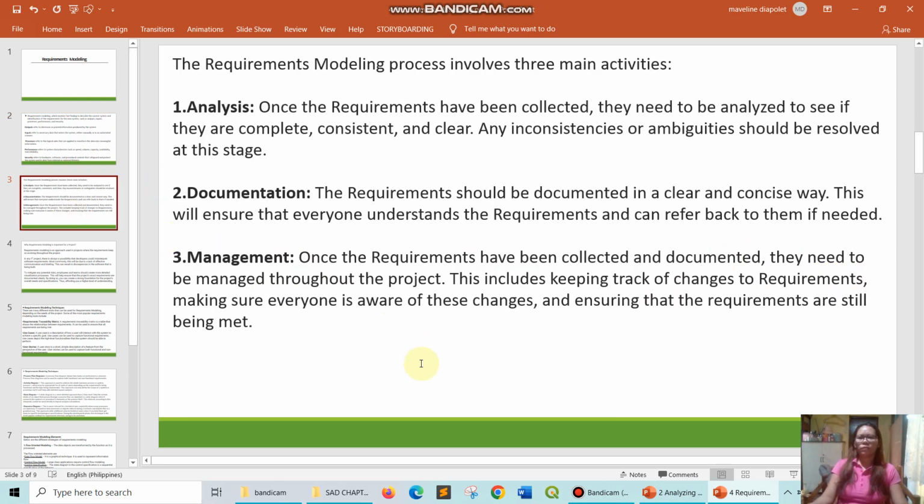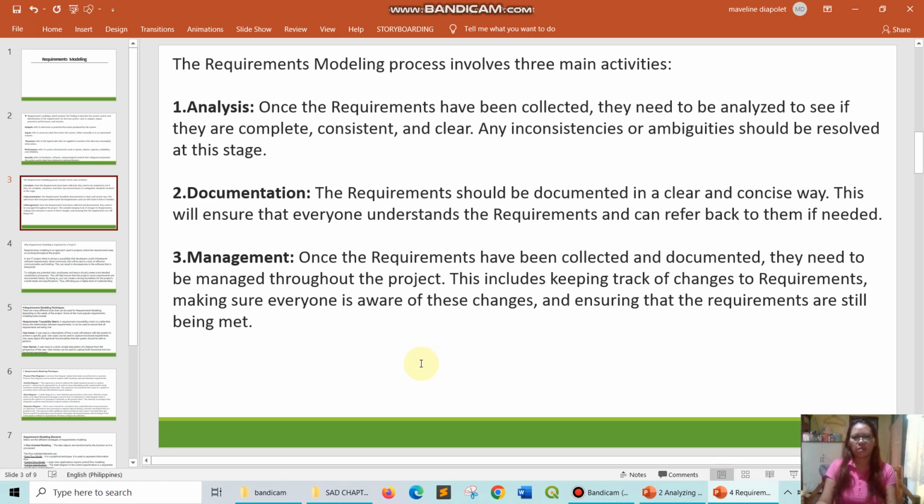So there are requirements modeling processes involved. There are three main activities: the analysis, documentation, and management. So in analysis, once the requirements have been collected, they need to be analyzed to see if they are complete, consistent, and clear. Any inconsistencies or ambiguities should be resolved at this stage. Documentation. The requirements should be documented in a clear and concise way. This will ensure that everyone who needs to understand the requirements can refer back to them if needed.